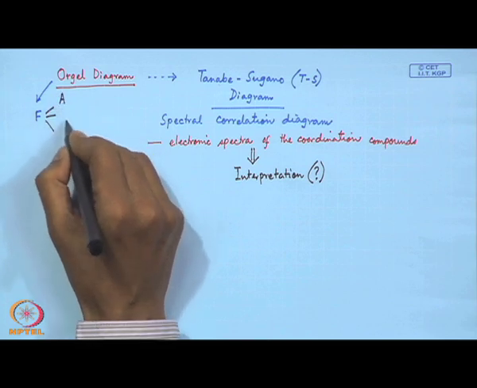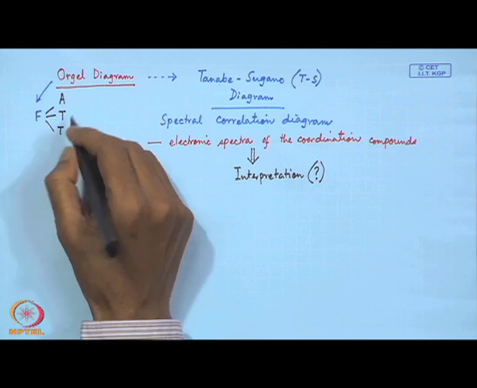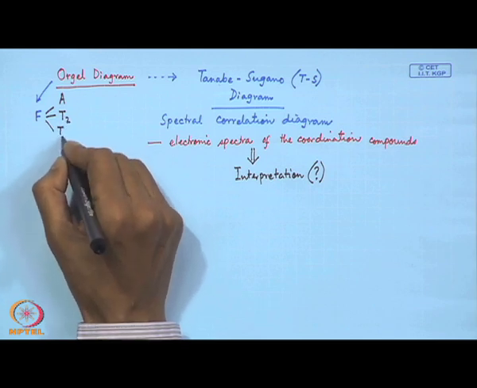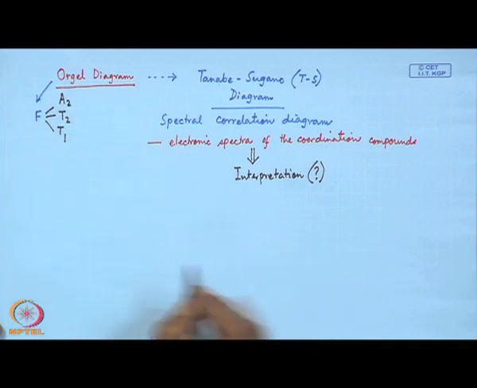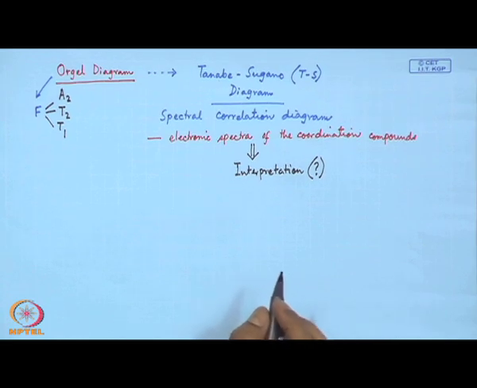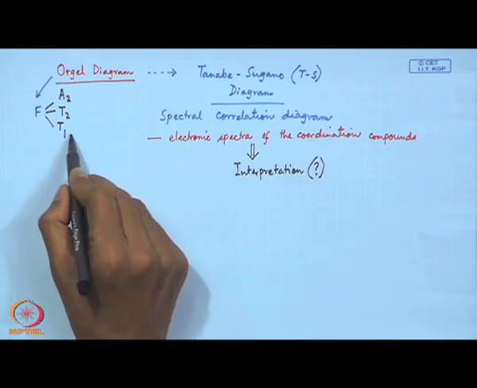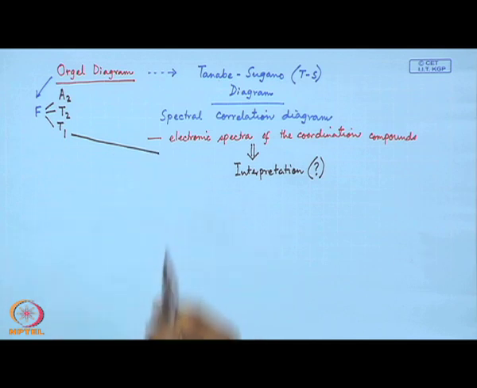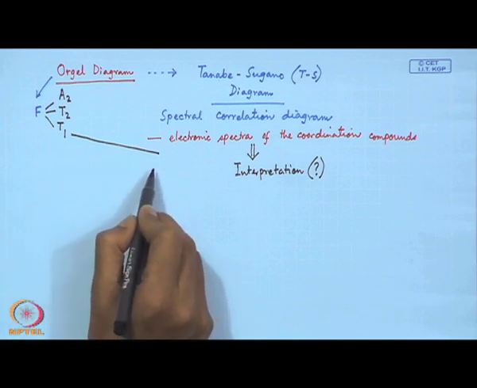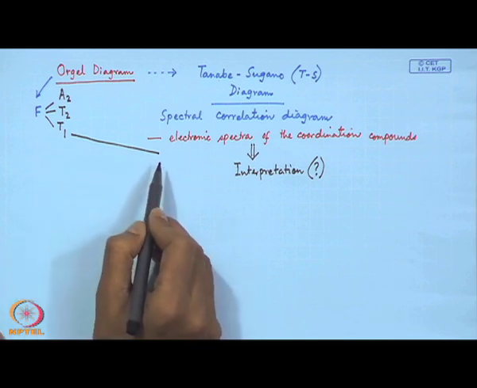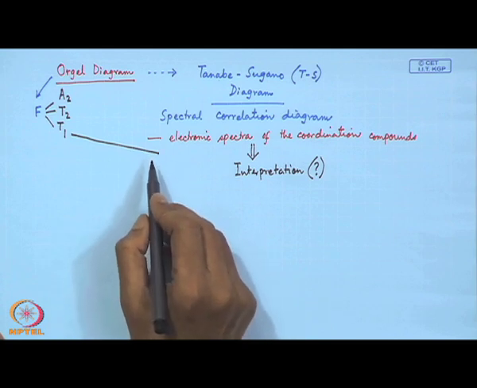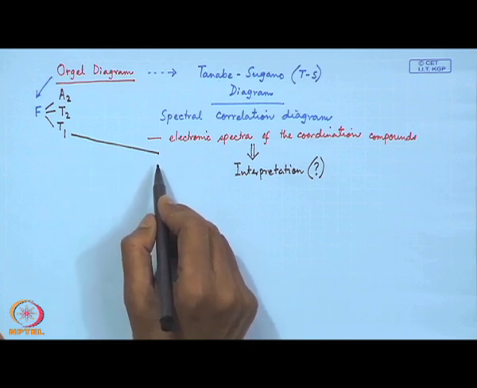T and T, one is T2, another is T1 and another is A2. So, these are the 3 terms we are having, and if we see how the energy of this particular T1 term will change with respect to the strength of increasing crystal field, we just basically see that it is going down and down as we go towards infinitely strong crystal field strength.